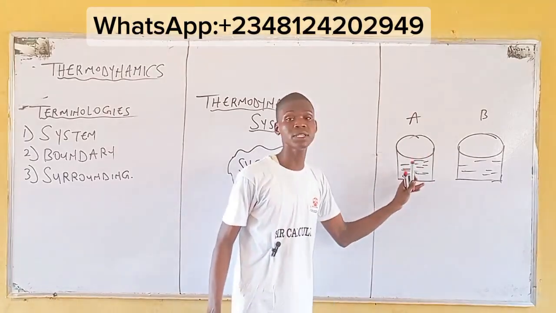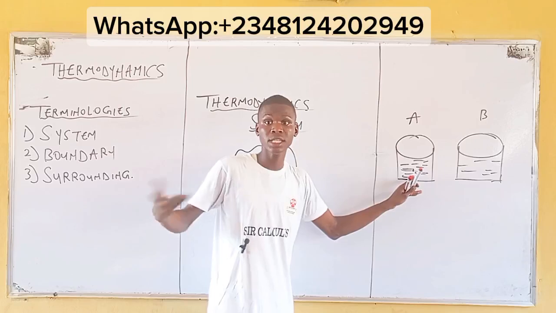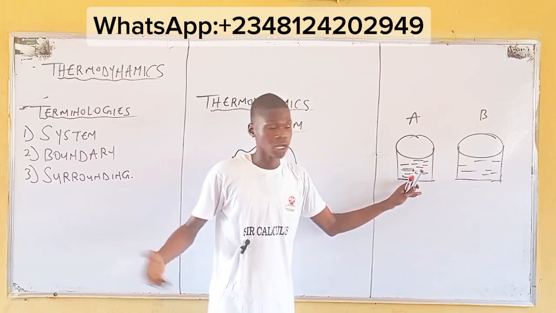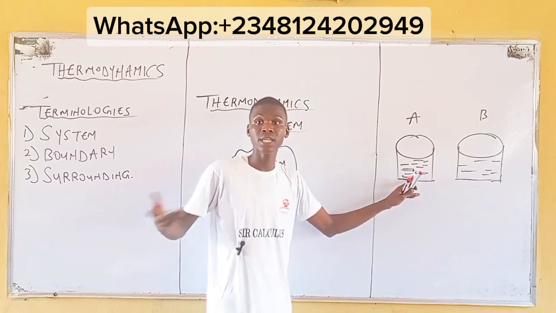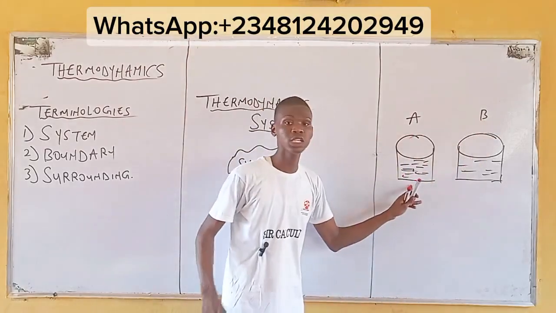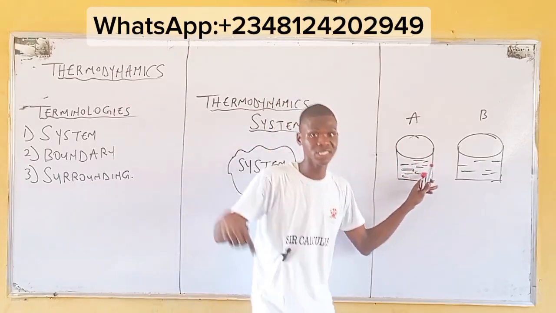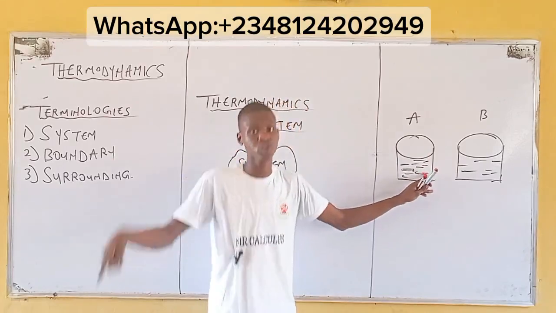Water. Meaning the system in this cup is what? Water. And water has mass and occupies a space. Right? The volume varies, meaning it is occupying a space. Now, let's say this is A, let's say this is B. For this first one, the system is water. You want to investigate the behavior of this system, meaning you want to investigate the behavior of your water.